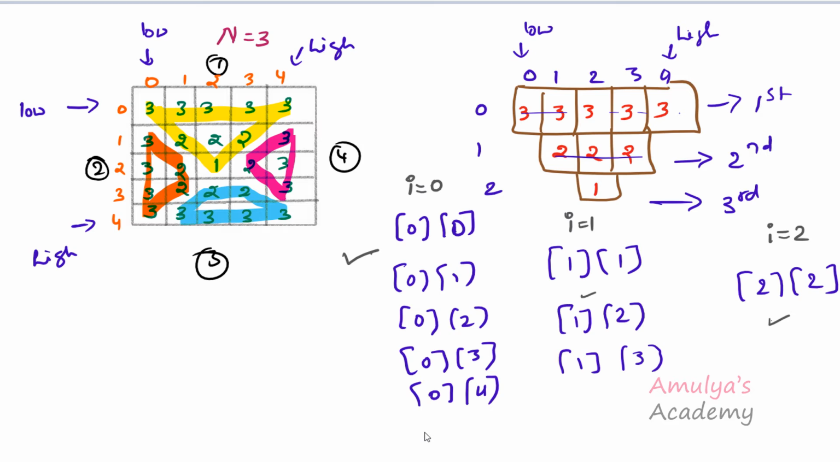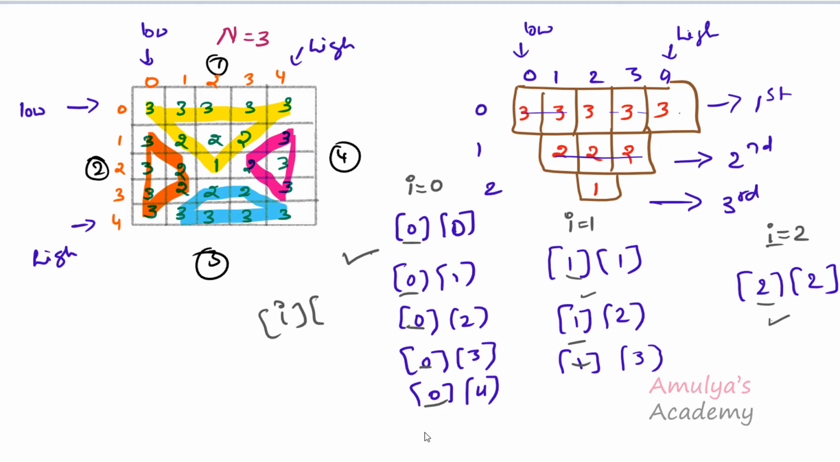When i is 0, i is 1, i is 2. So here we can see 0, 0, 0, 0, 0. That is nothing but the i value. Here 1, 1, 1. That is nothing but the i value. 2. That is nothing but the i value. So here, instead of 0, I can take the i value.